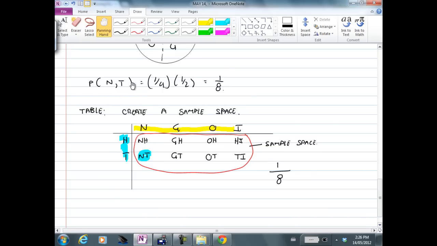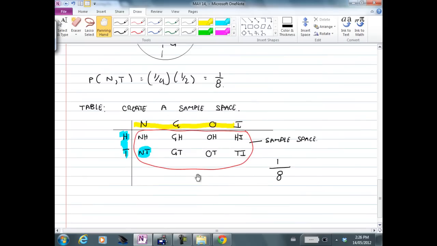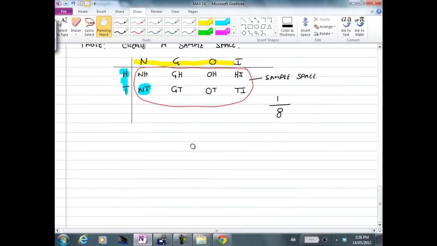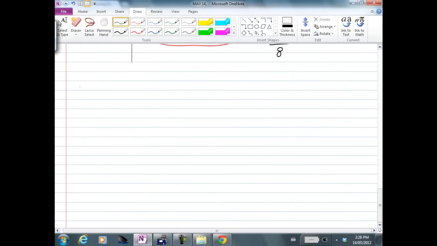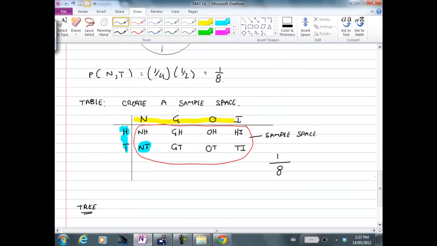Okay? So this is called using a table. Now I'm going to show you how to use a tree. On your exam, I can't force you on what method you like better. Sometimes tree works better, sometimes table works better. Here's how a tree works. Put a dot right there. First is the table method. Very easy, very simple. Then a tree method.